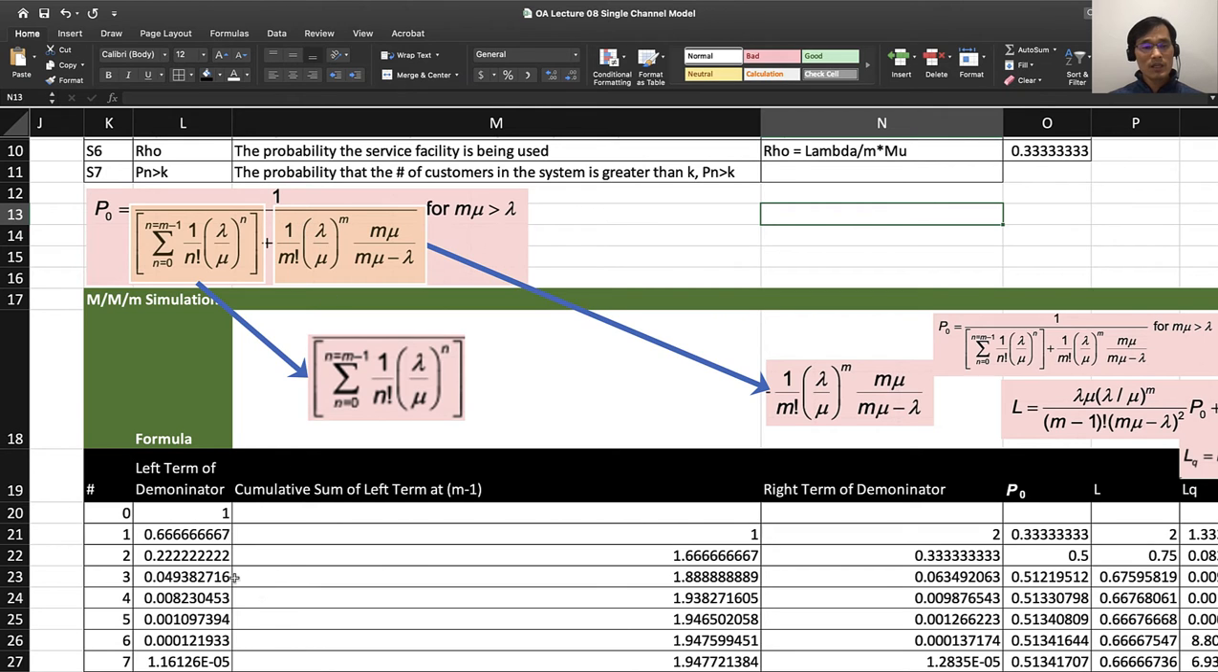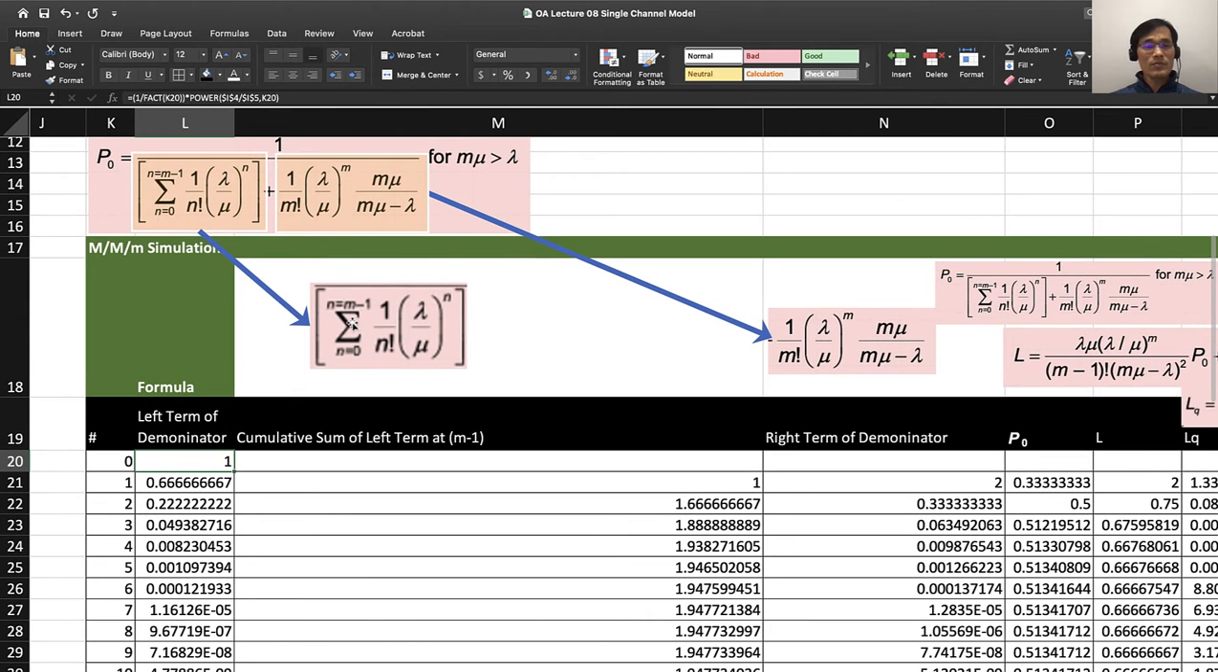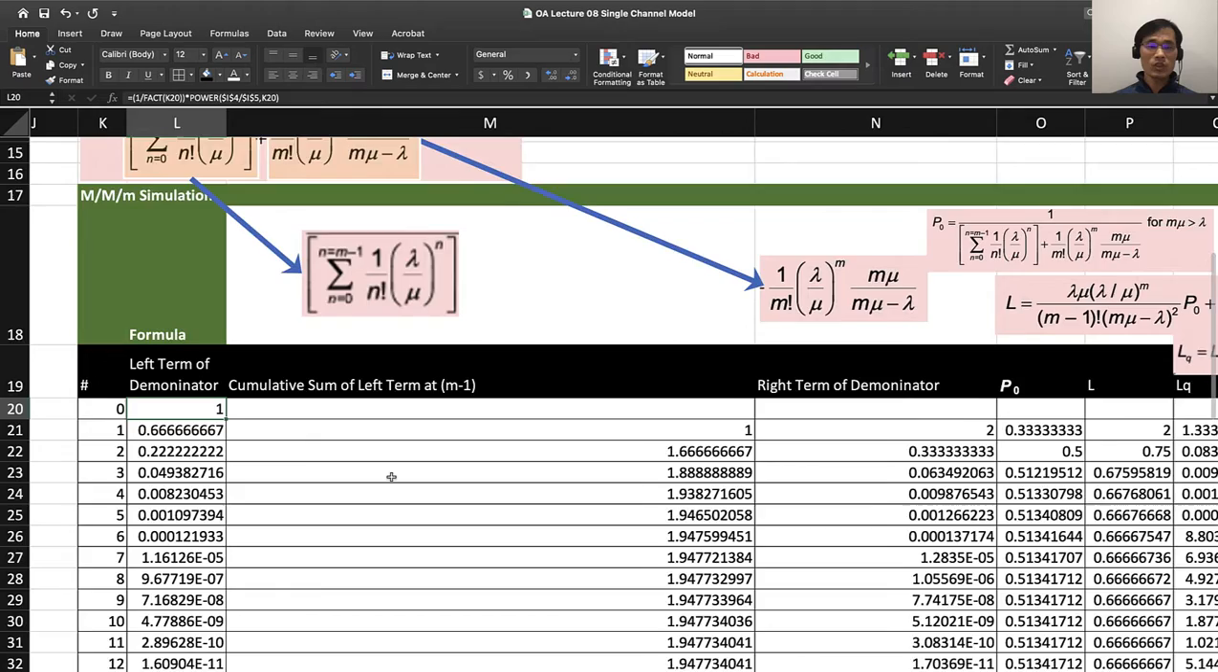So let's look at the left term here, which is sigma from n equals 0 to n minus 1 of 1 over n factorial times lambda over mu to the power of n. So that's the first part. And the second part is 1 over m factorial times lambda over mu to the power of m, times m mu divided by m mu minus lambda. So that's also quite a complicated formula. So we are going to divide them and combine them together.